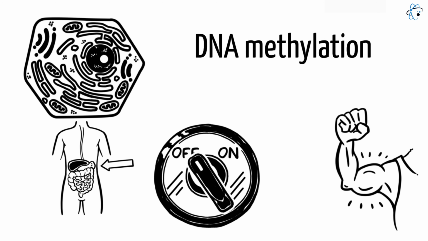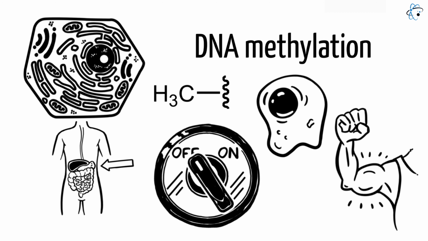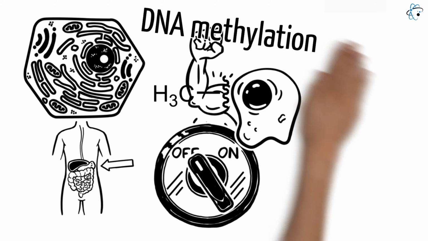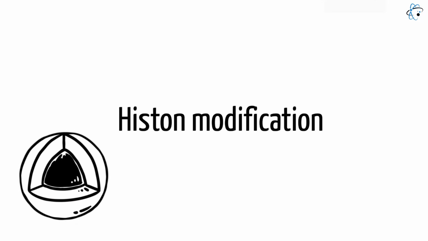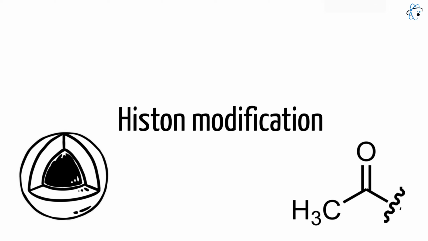DNA methylation. The attachment of methyl groups to DNA can cause genes to be switched off. This methylation changes the structure of the DNA and prevents transcription factors and other proteins from binding to the DNA to initiate gene expression to produce proteins. Histone modification. Histones are proteins around which the DNA is wrapped in the cell nucleus. Chemical modifications of the histones, such as the attachment of methyl or acetyl groups, can change the structure of the chromatin and regulate gene activity.